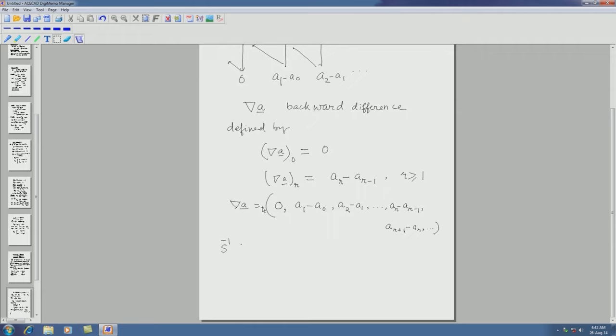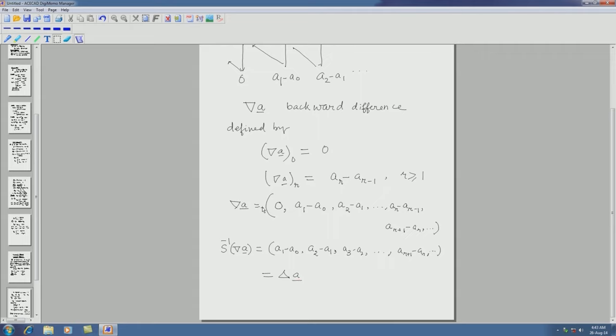If we apply S inverse on this, S inverse will shift one step to the left, I will get the sequence A1 minus A0 in the 0th position, A2 minus A1 in the first position, A3 minus A2 in the second position, and AR plus 1 minus AR in the rth position and so on. And just a brief recall of what we defined just before in the name of forward difference, we see that this discrete numeric function is nothing but the forward difference. So, this is nothing but this. Therefore, we have a nice relationship between forward difference and backward difference as this.